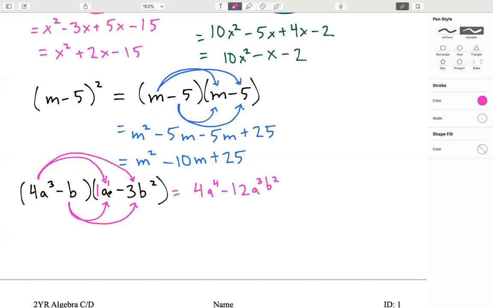Negative b times a is negative, I'm going to just put ab, okay, because you can write it ba or ab, it doesn't matter, that's a multiplication property. Negative b times negative 3b squared, well, this is a 1 out here in front, so negative 1 times negative 3 is positive 3. B to the first times b squared is b to the third. And we cannot combine any of these, so this is, in fact, our answer. And we're done.